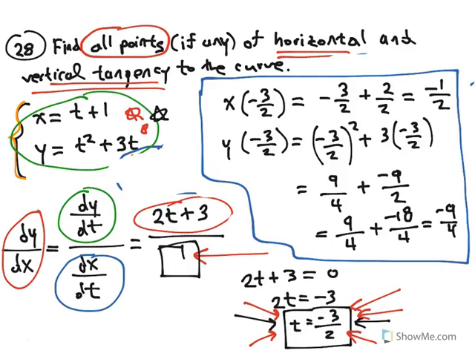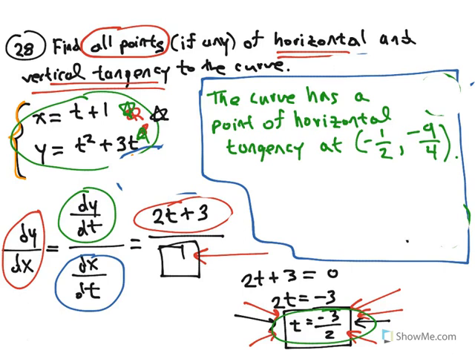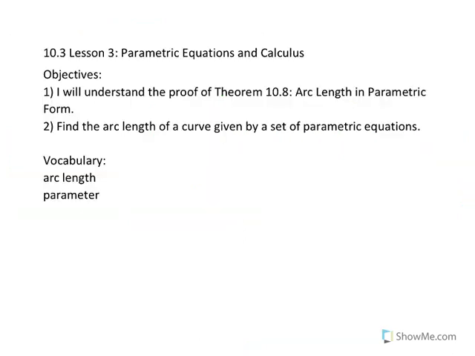So to complete the problem, you need to evaluate your two parametric equations at the value of t that you found by setting dy/dt equal to 0. And so when you do that, you get that the x-coordinate of the point at which the curve will have a horizontal tangent line is negative 1/2, and the y-coordinate is negative 9/4. To complete the problem, you would state the conclusion that the curve has a point of horizontal tangency at (negative 1/2, negative 9/4).